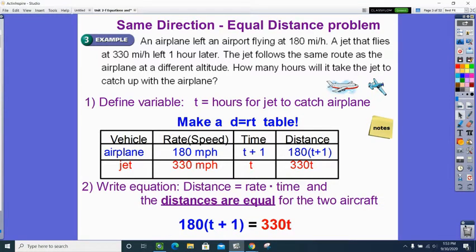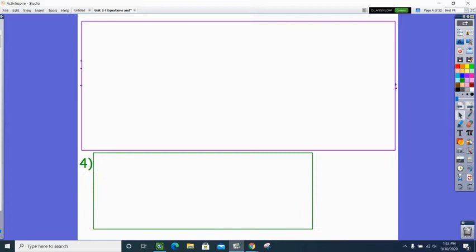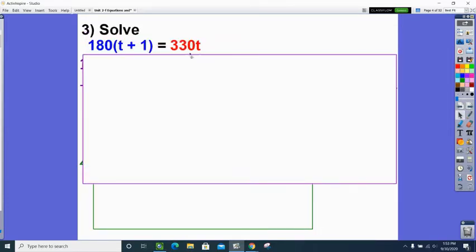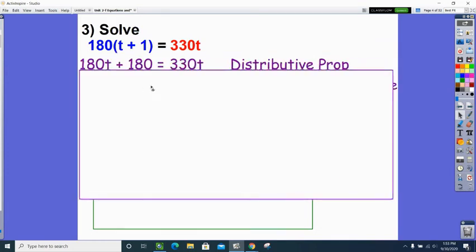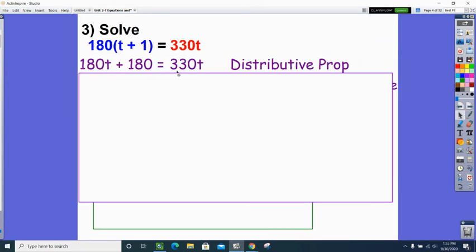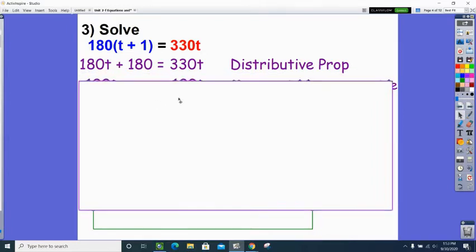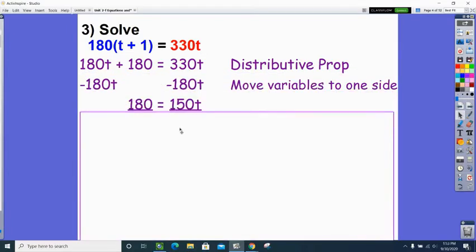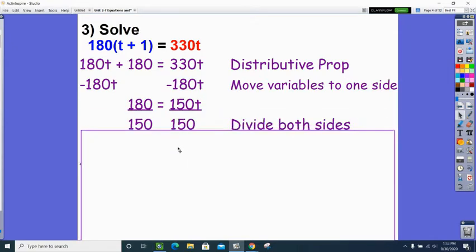Now, if I gave you that equation, I know you know how to solve that. So let's do that next. Step 3 of our problem solving 5 steps. I'm going to take that equation and do the distributive property. And now I notice there's a variable on both sides. I'm going to subtract the 180t to keep it positive. Then I look here, the 150, and I'm going to divide both sides by 150.